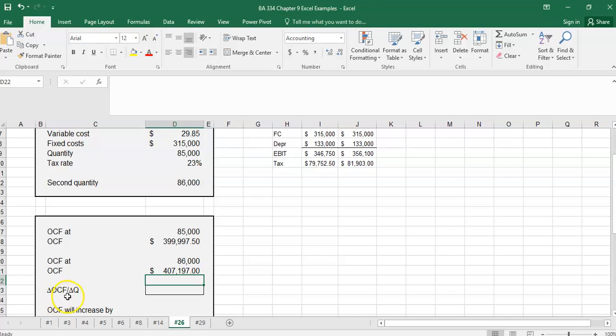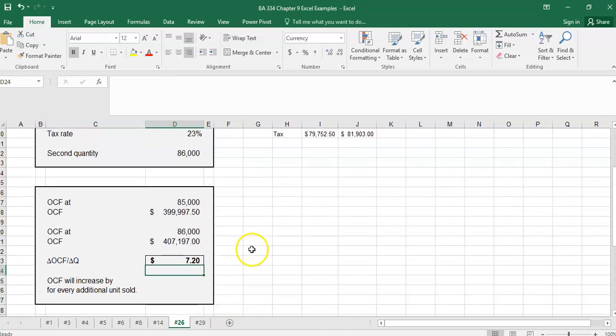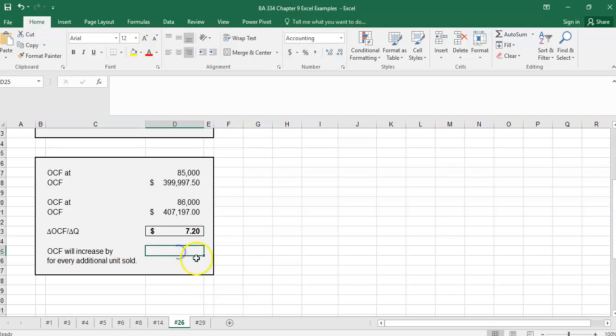Here we want the change in operating cash flows divided by the change in quantity. So we're going to take operating cash flows from 86,000 minus the operating cash flows at 85,000 divided by the 86,000 units minus 85,000 units. And we get $7.20. So our operating cash flows will increase $7.20 for each additional unit sold.